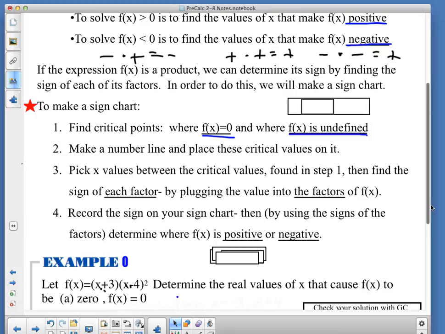Now, I'm fully aware that you'll be able to do this using a calculator and looking at the graph, finding the intersections of your graph and your x-axis. When I'm asking you to actually make a sign chart in the test, I expect to see the sign chart. It's an 8-point question, no sign chart, you miss 5 points right off the bat. So you have to make sure you know how to do these.